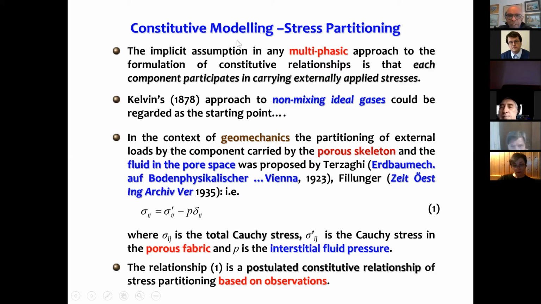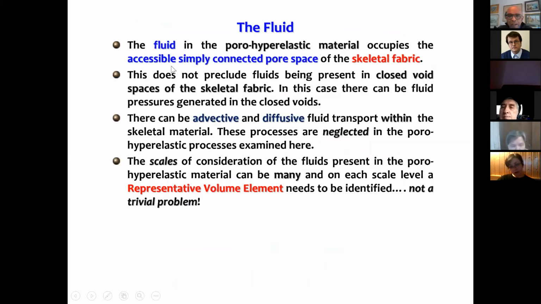So the fluid is supposed to be in the accessible pore space. Sometimes the fluid is in inaccessible pore space, but we are looking at the fluids that can flow. So what happens to the fluids that are inaccessible, say in a closed void? Then there will be diffusive processes that take place within the brain. So the pressure differences can result in pressure migration through the brain tissue as well.